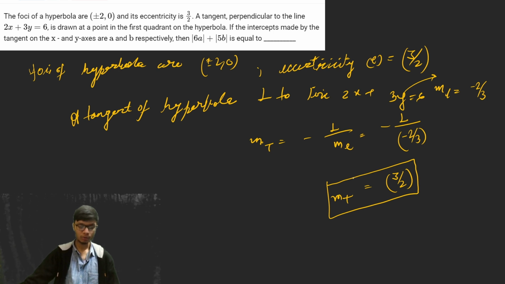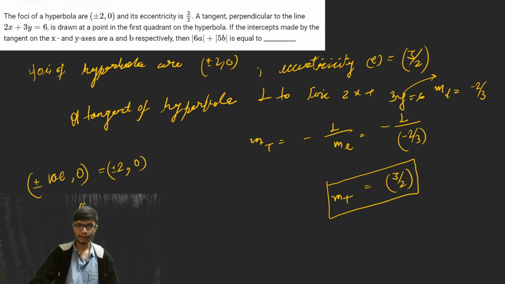Now, what is said? The foci of the hyperbola. If it is a focus of the hyperbola, they are plus minus ae comma 0, where the x-axis is the main axis, or the principal axis. So if it is this, then we have plus minus 2 comma 0.